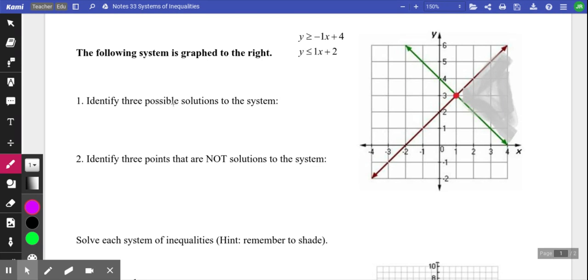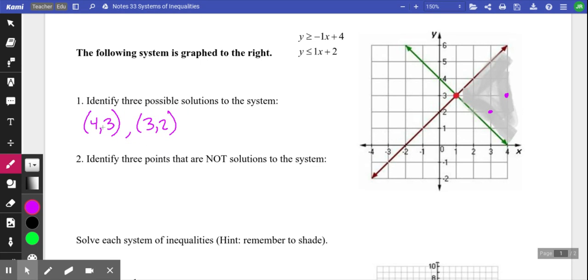This says identify 3 possible solutions to the system. If I just pick any points from the shaded region, I have a solution. For example, right here, it would be the ordered pair (4, 3). That would be a solution to the system. Any point from the shaded region. So right here, (3, 2) would be a solution to this system.